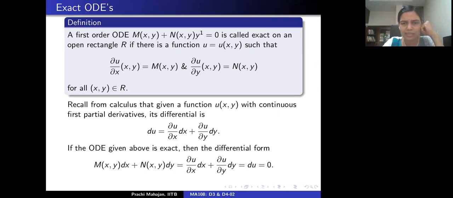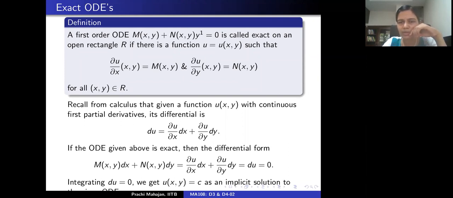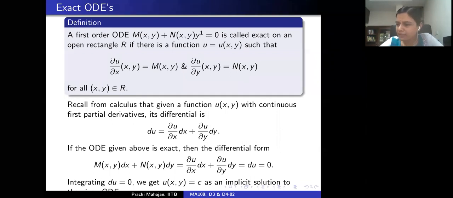What does it mean? It means that u equal to constant, correct? Yes. So this says that u equal to constant is an implicit solution to such an ODE. So is this okay with everybody present here? I'll pause for a minute for you to absorb this.